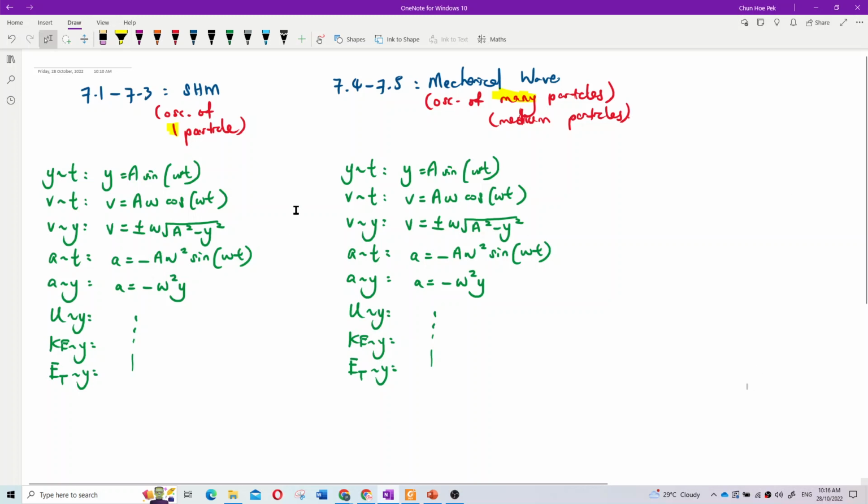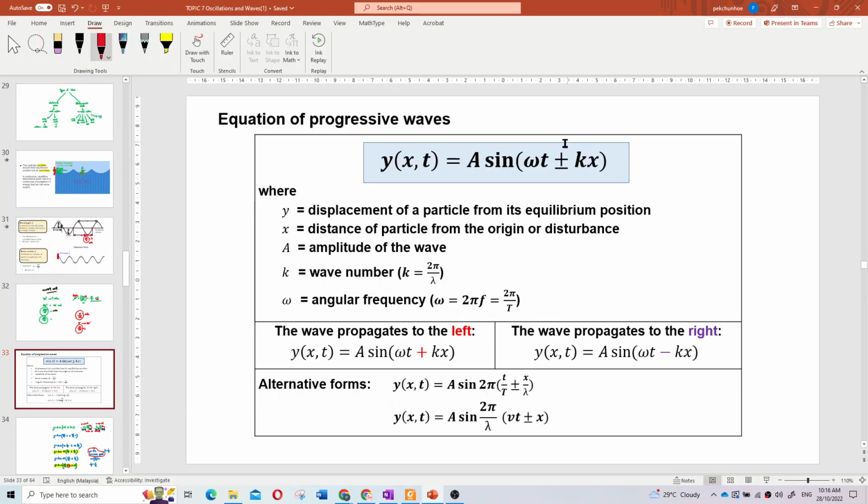So we use back all the formulas again from simple harmonic motion, because it's talking about oscillation. It's still about oscillation, but now not just one particle. For one particle we use omega t. This time we are talking about many particles, so oscillation of many particles. We still talk about oscillation, but now we do a little bit of modification. We put plus minus kx into the equation because we need the x to show which particle.